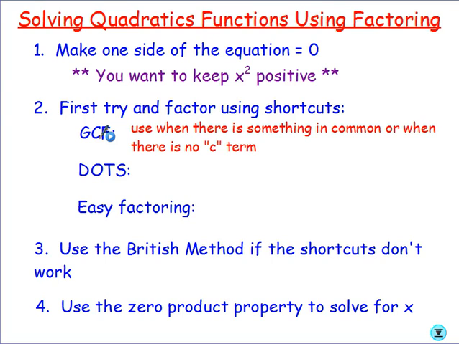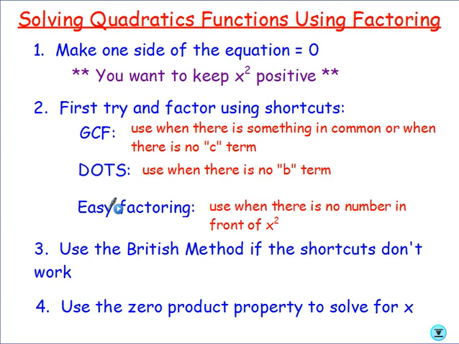Dots. We're familiar with dots. We always use dots when there's no B part. There's no middle part. And then our third shortcut is easy factoring. We use this when there is no number in front of x squared, when it's just plain old x squared.